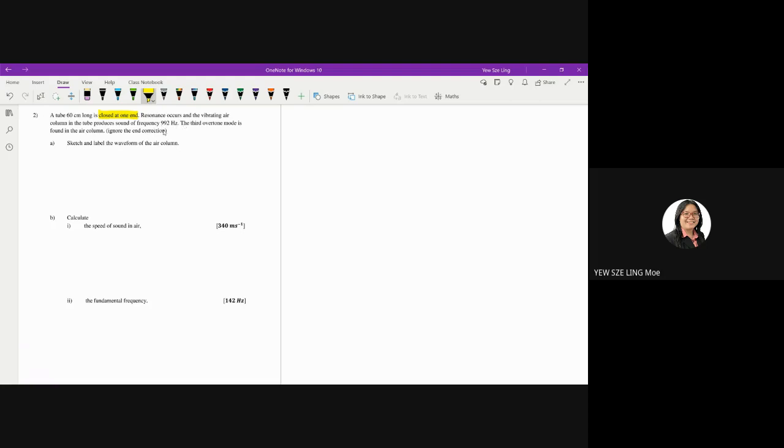Okay, 992 hertz. So you have a frequency that is equivalent to 992 hertz, but you don't know which harmonic this frequency belongs to yet. Okay, so the third overtone mode is found. Now it tells you the third overtone mode is found in the air column. Third overtone is which harmonic?